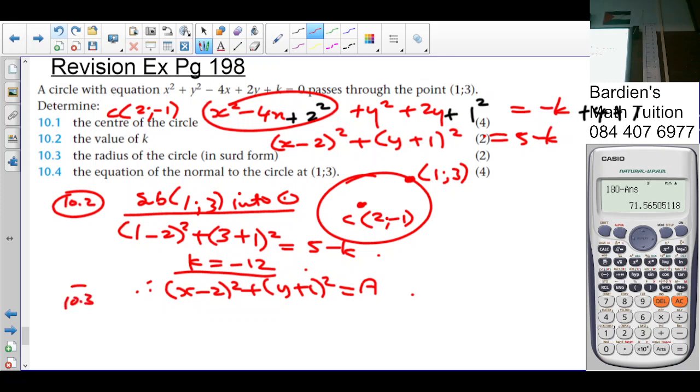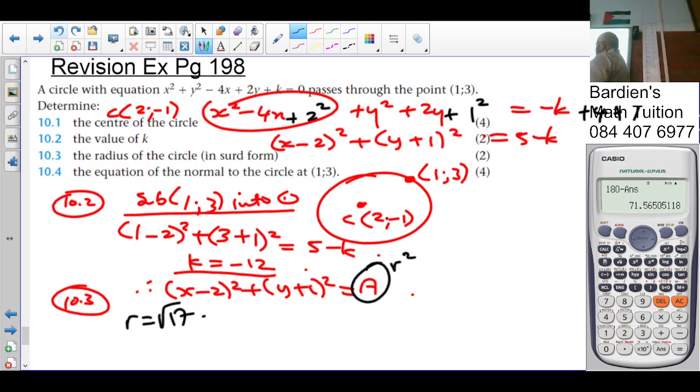In 10.3, determine the radius of the circle in this form. The radius, remember, this is r squared, not so. So what is the radius of the circle? Square root of 7. I can't believe they're asking you this today, like insulting your intelligence, no? Is that how you felt when they asked you that question? Yes, nice. And then 10.4, the last one.